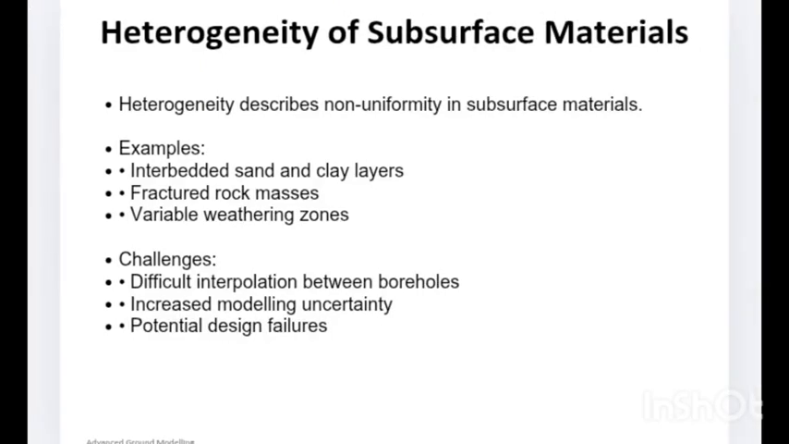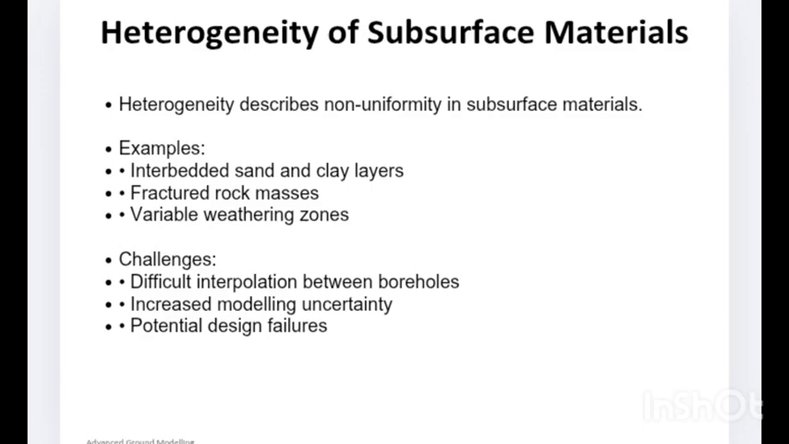This is the heterogeneity of subsurface material. This refers to non-uniformity in soil or rock composition. Subsurface materials are rarely homogeneous. I like to repeat that again and again. Examples of heterogeneity include alternating sand and clay layers, fractured rock masses, variable weathering zones, mixed fill materials. And we have different types of heterogeneity. Remember I told you that it could happen vertically. This variability could be vertical, it could be horizontal.